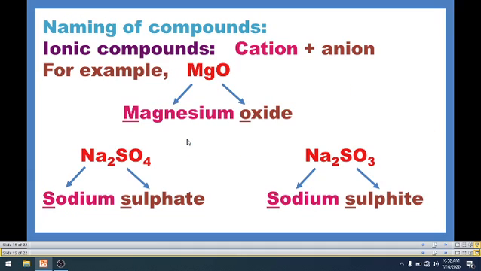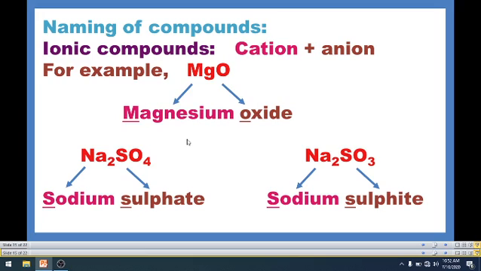So now we will name the compounds. How can we name a compound? An ionic compound definitely has a cation followed by an anion. Cation naming we already know; we use the name of the element. And anion naming we have just seen: the name of the element, and we change the ending. So we use IDE, ITE or ATE. Look at the example MgO. Mg is magnesium, O is in elemental form, therefore we use IDE: oxide. Magnesium oxide is the name of the compound MgO.